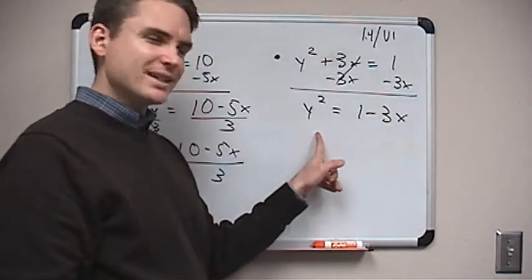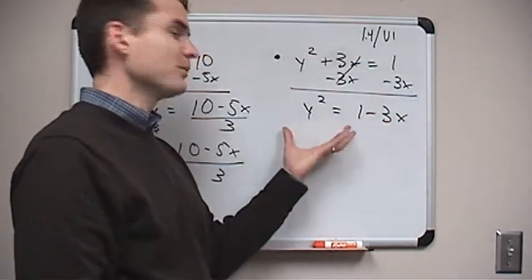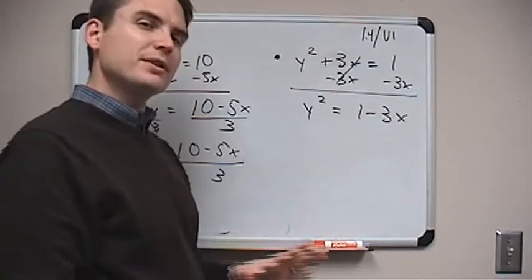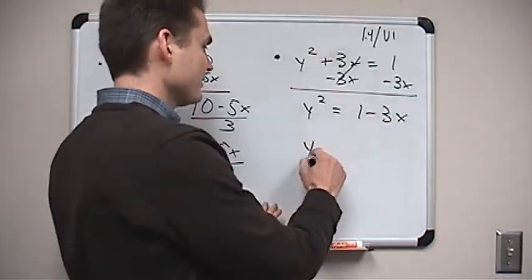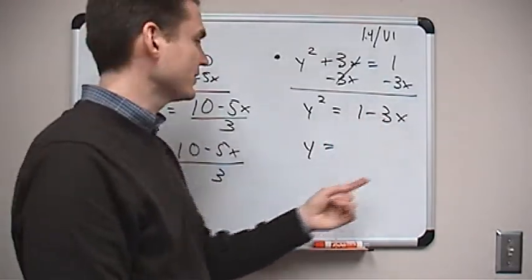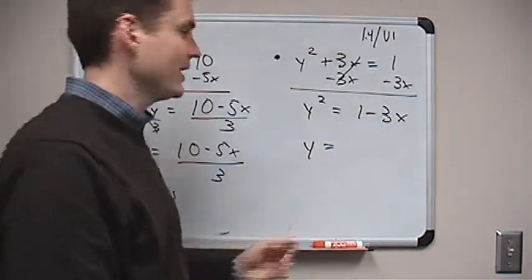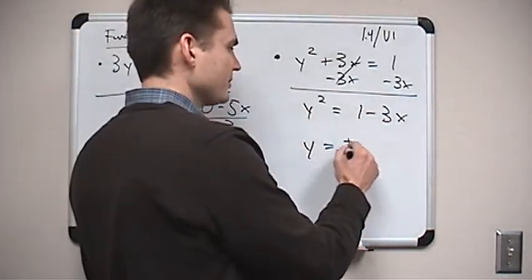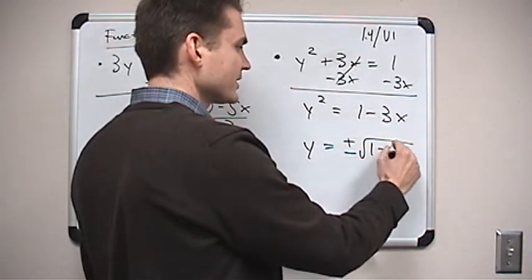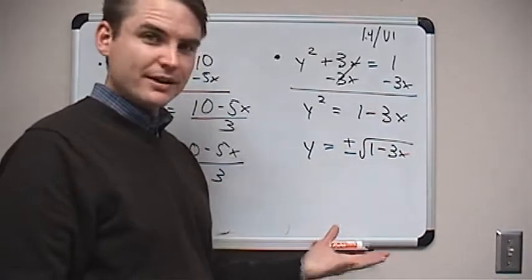But y is not by itself. It's y squared equals something. So what can we do to get y by itself? Well, there's really only one thing we can do. There's a property of equation solving that if you have something squared equal to something else, you can take the symbol that's being squared, so in this case y, and set it equal to plus or minus the square root of what's on the other side. And from this I can see that it's not a function.